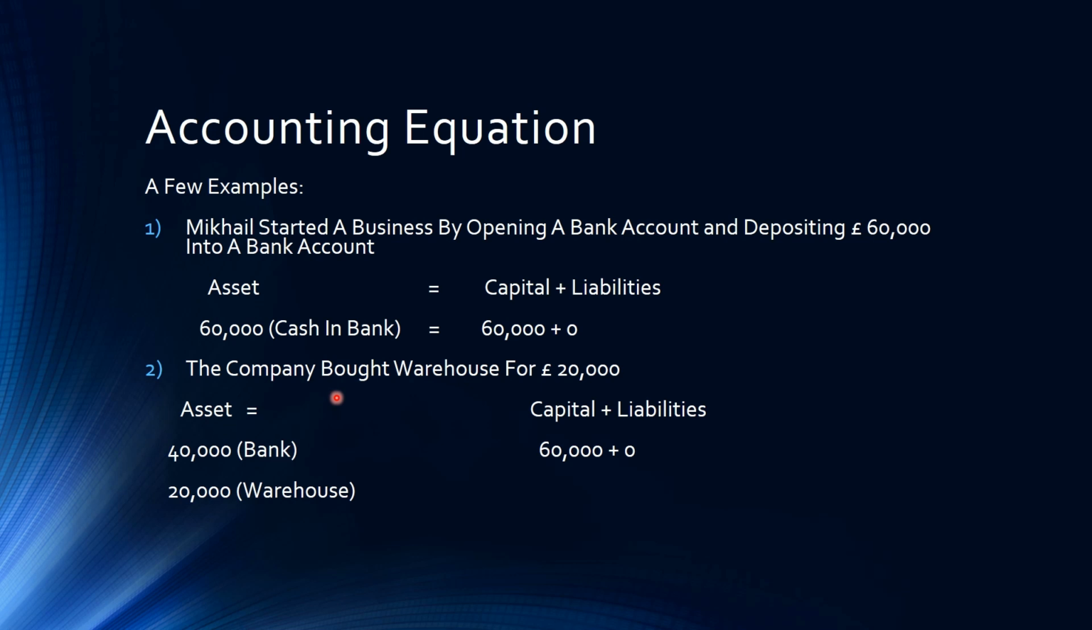Now he buys a warehouse for 20,000. So he has 60,000 in the bank. He uses 20,000 out of the 60,000 to buy the warehouse, so he still has 40,000 in the bank account. So now he has a fixed asset and he's got cash, a current asset. That all amounts to 60,000. Now, if you look at the capital plus liability side, his investment is still 60,000, right? And obviously he's got no liability, so that's 0.